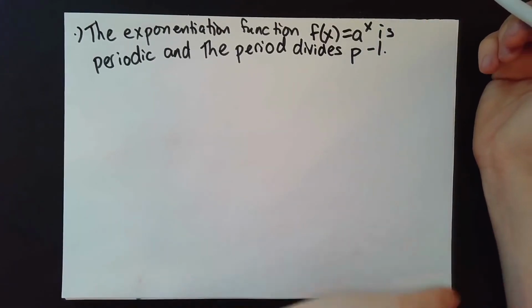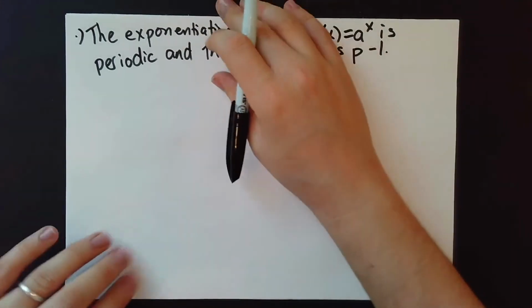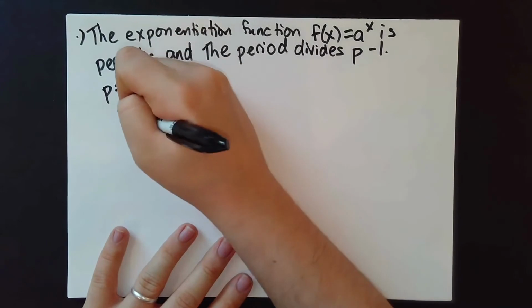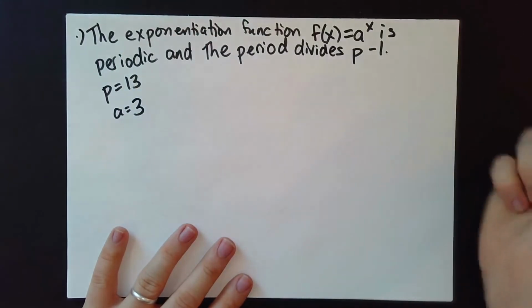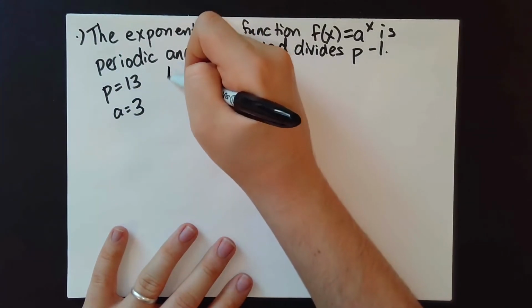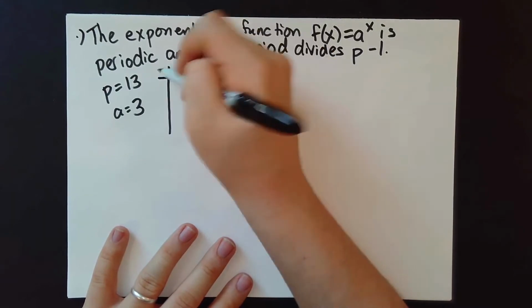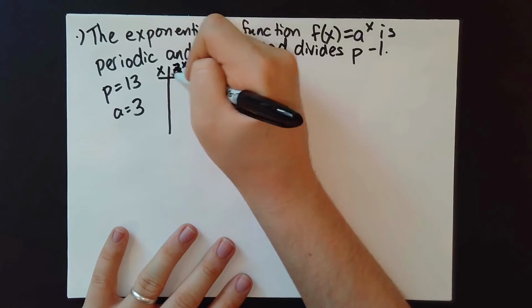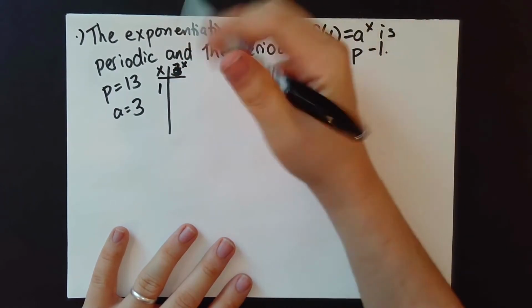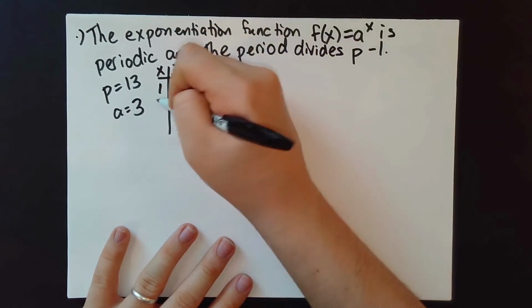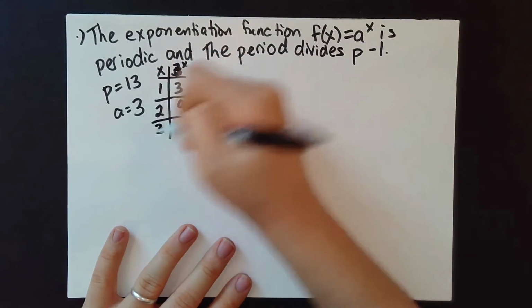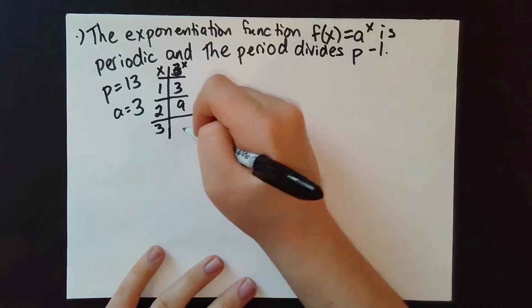And so, for example, I could take p here to be 13, a to be 3, and I am claiming here that if I write down this function, where I have here x, here a to the x, I guess I'll write it as 3 to the x. 3 to the first is 3, 3 to the second is 9, 3 to the third is 27, which is 1.